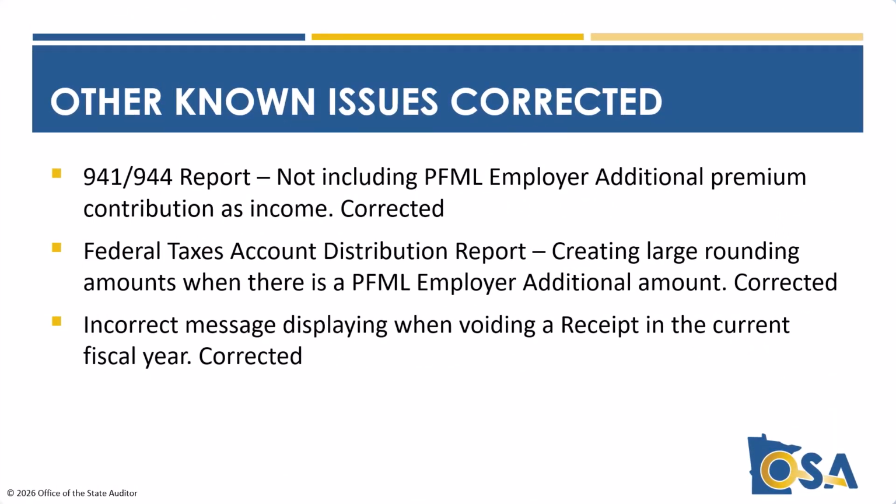Other known issues corrected. The 941-944 report: we're not including the paid family medical leave employer additional premium contribution as income. These reports have been corrected. The federal taxes account distribution report was creating large rounding amounts when there is a PFML employer additional amount. This has also been corrected. And there was also an incorrect message displaying when voiding a receipt in the current fiscal year of CTAS. The message has now been corrected to display the correct verbiage.